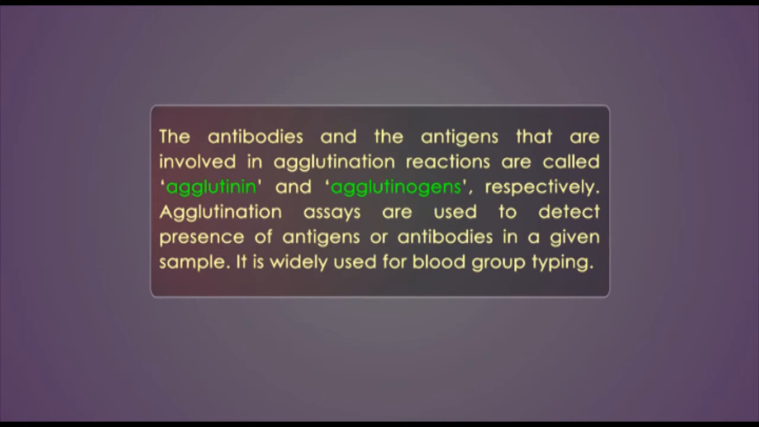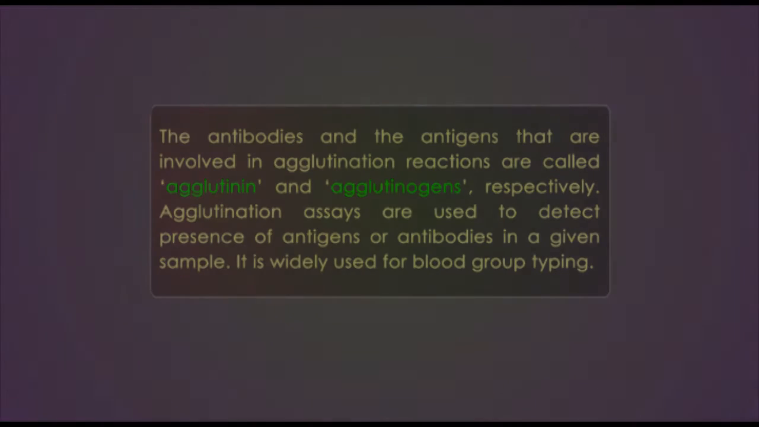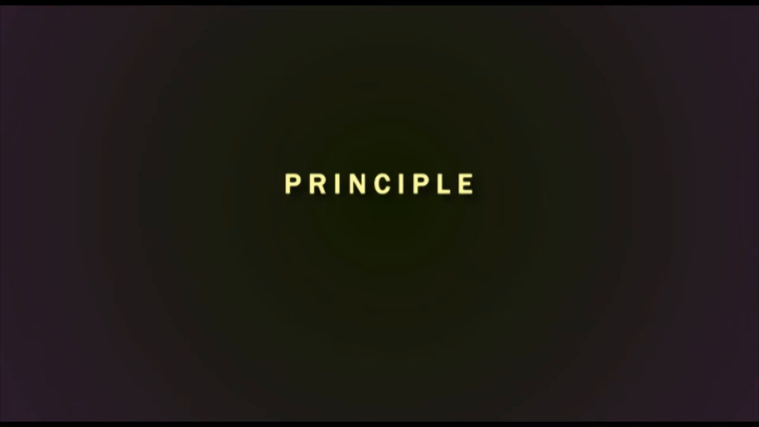Agglutination assays are used to detect the presence of antigens or antibodies in a given sample. It is widely used for blood group typing. Principle: agglutination reaction occurs due to antigen-antibody interaction.